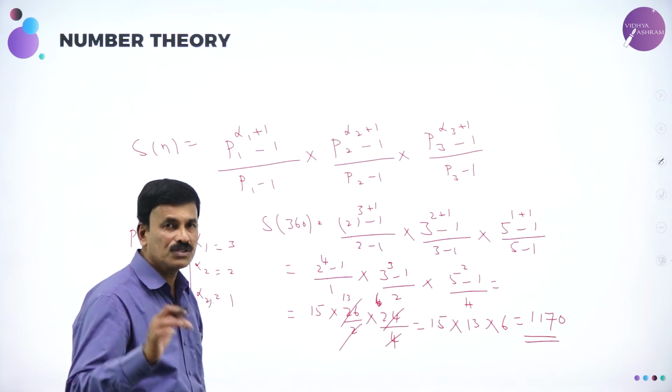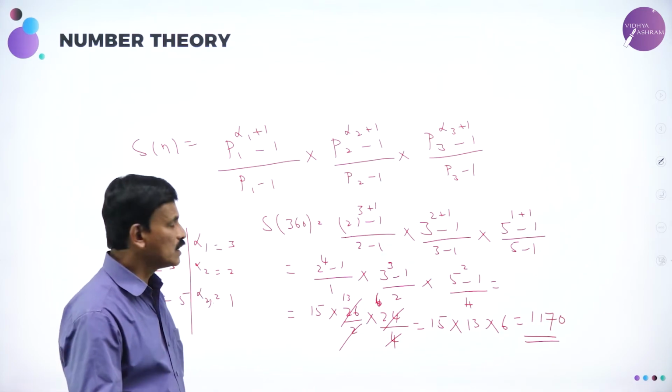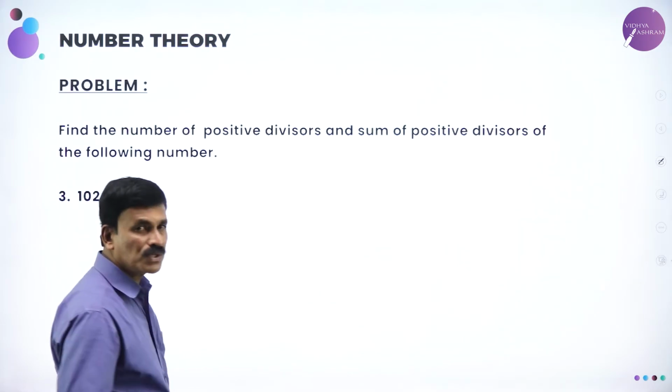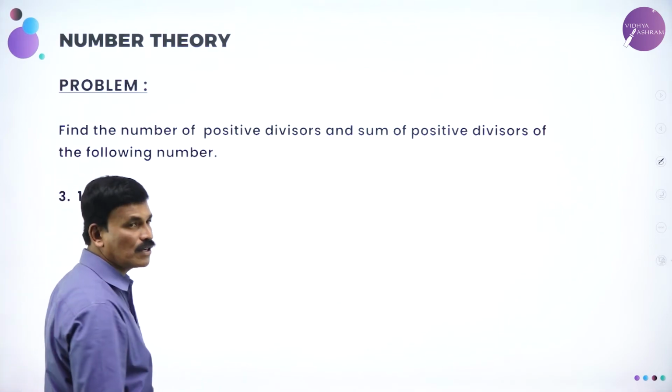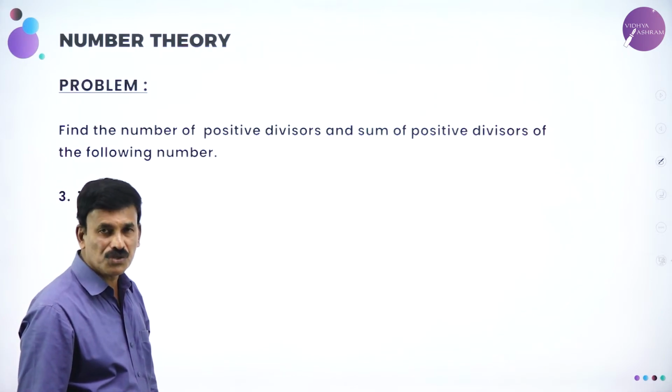This is how we are going to find out the number of divisors and sum of positive divisors for the given number. Now, let us come to the next problem, a similar type of problem. Let us take this problem, very easy and important. Find the number of positive divisors and the sum of positive divisors for 1024.